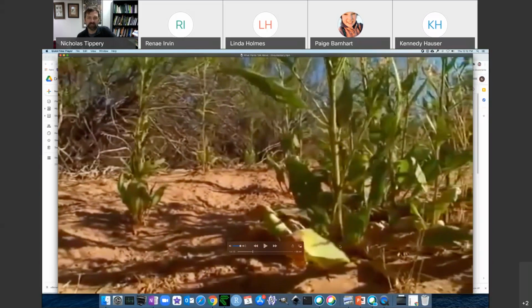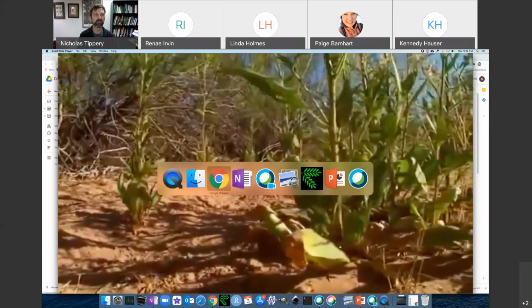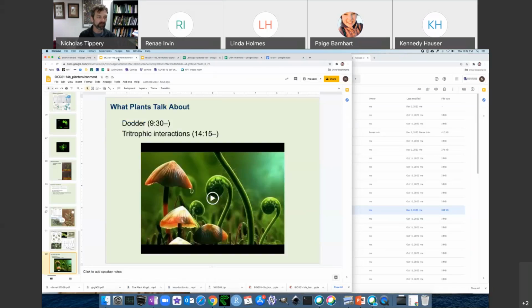Just another example here of a plant that's being chewed on by a herbivore, lets out these volatile compounds, and there are animals that respond to that and then come and eat the things that are eating the plant. So we've seen a few examples of that. So I think that's probably a good place to stop anyway.